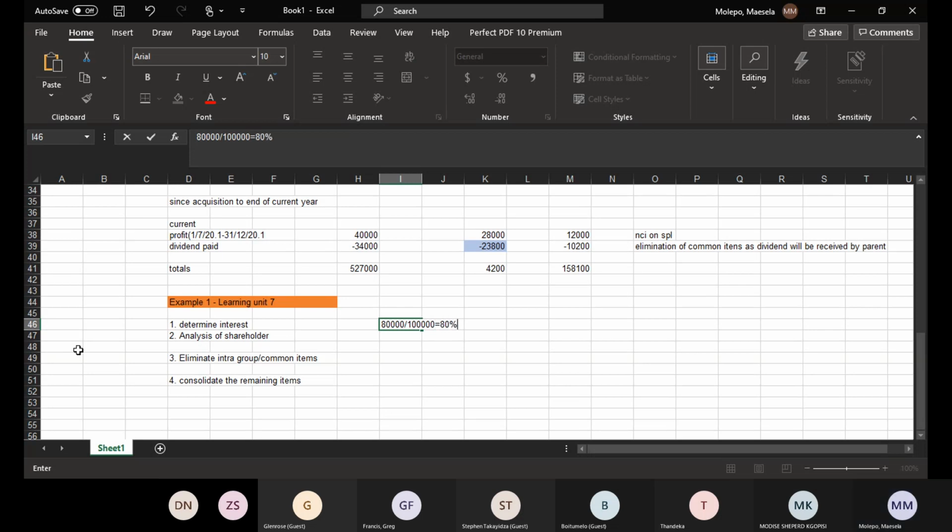So we have found the interest. Now we're going to do our analysis. But before you do your analysis, you need to draft the timeline.